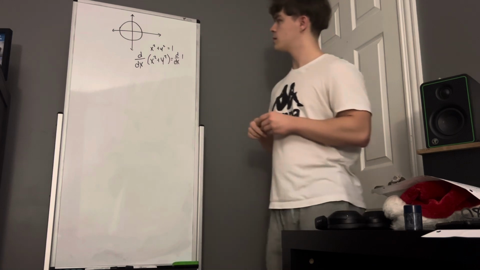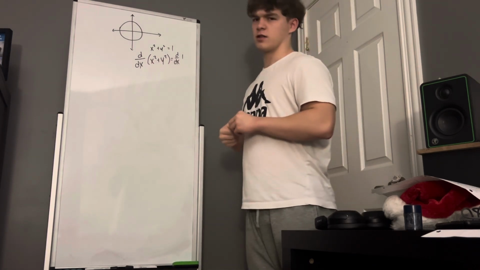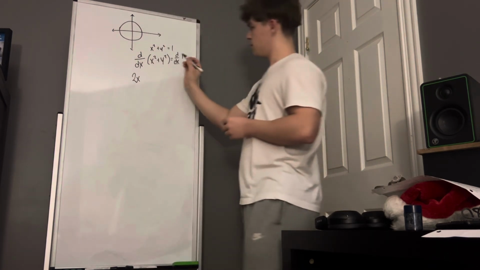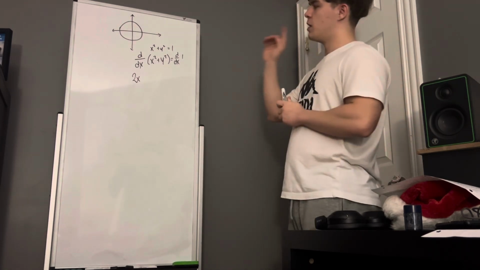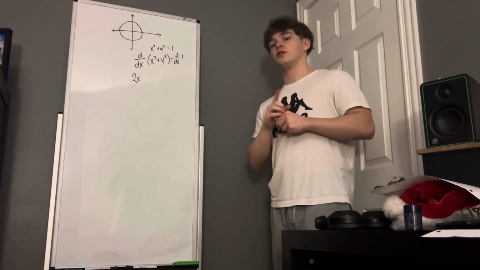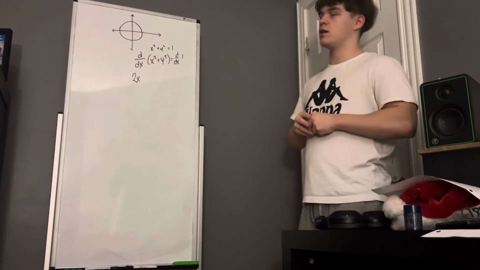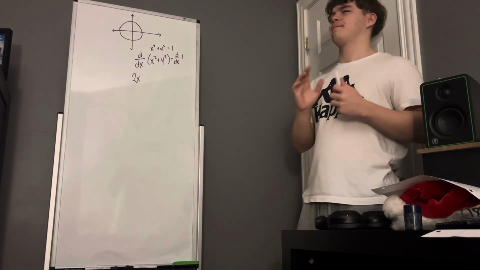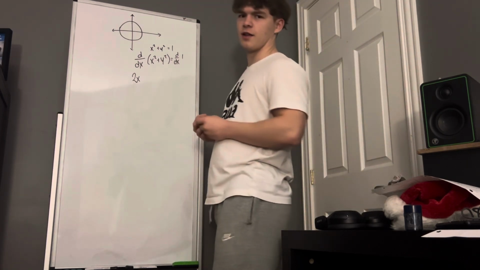So, we can take the derivative of x squared, that's easy. That's just 2x. Now, we can remember from the chain rule that we will have to treat y squared as a function because it could be represented in terms of x, or kind of. It's a good way to think of it, but not exactly.